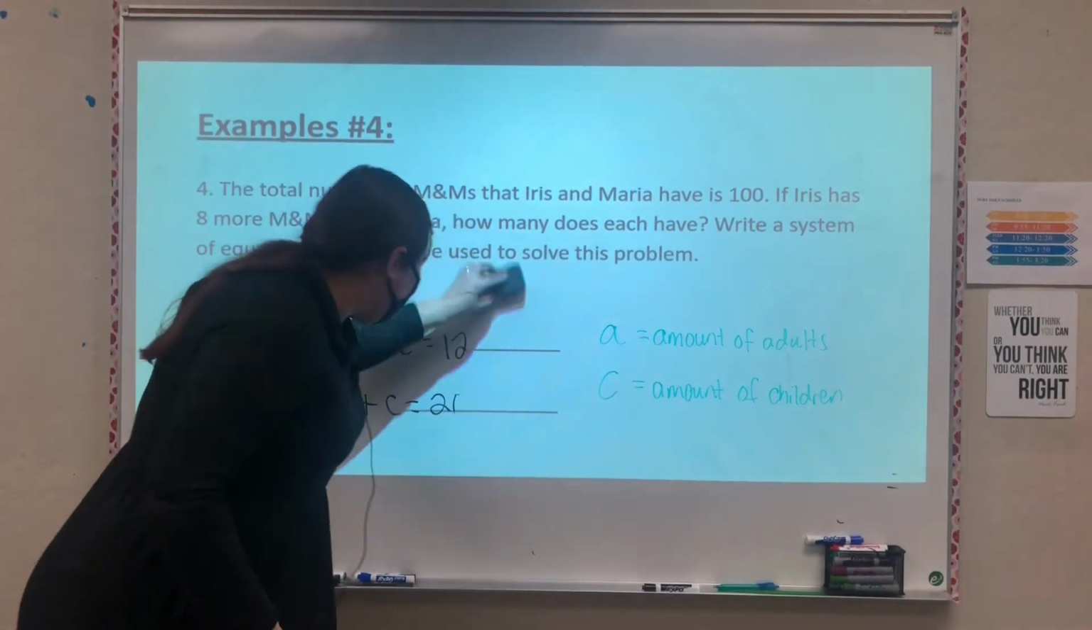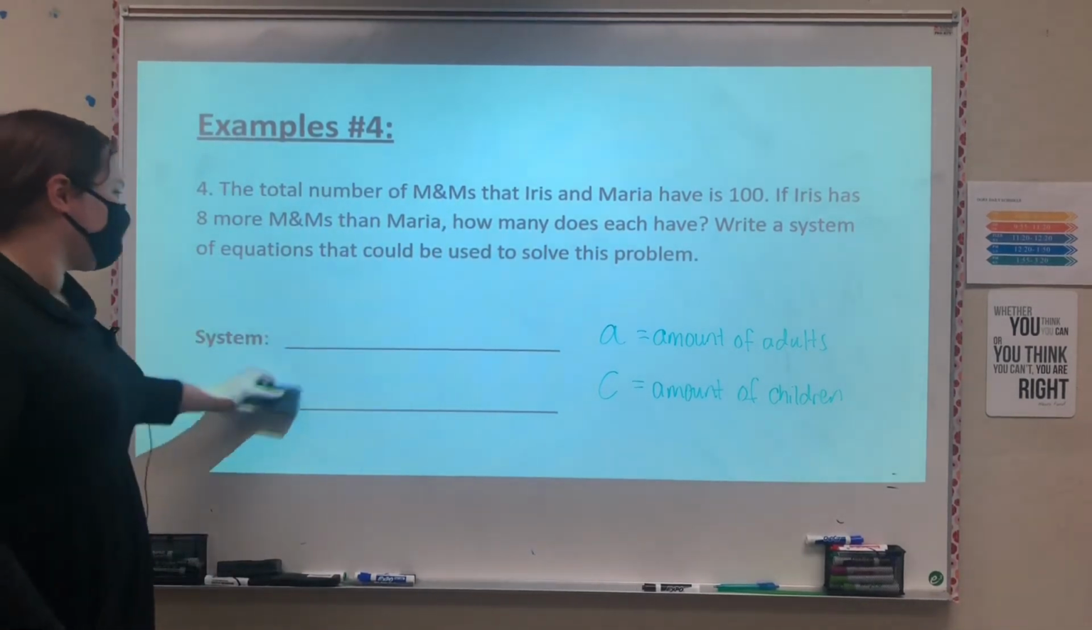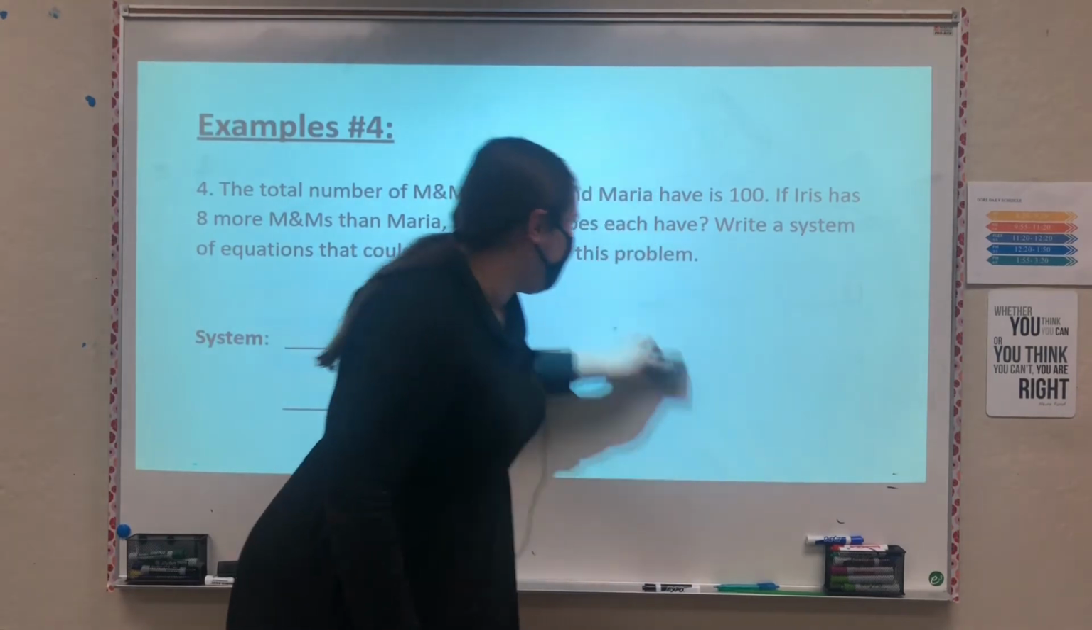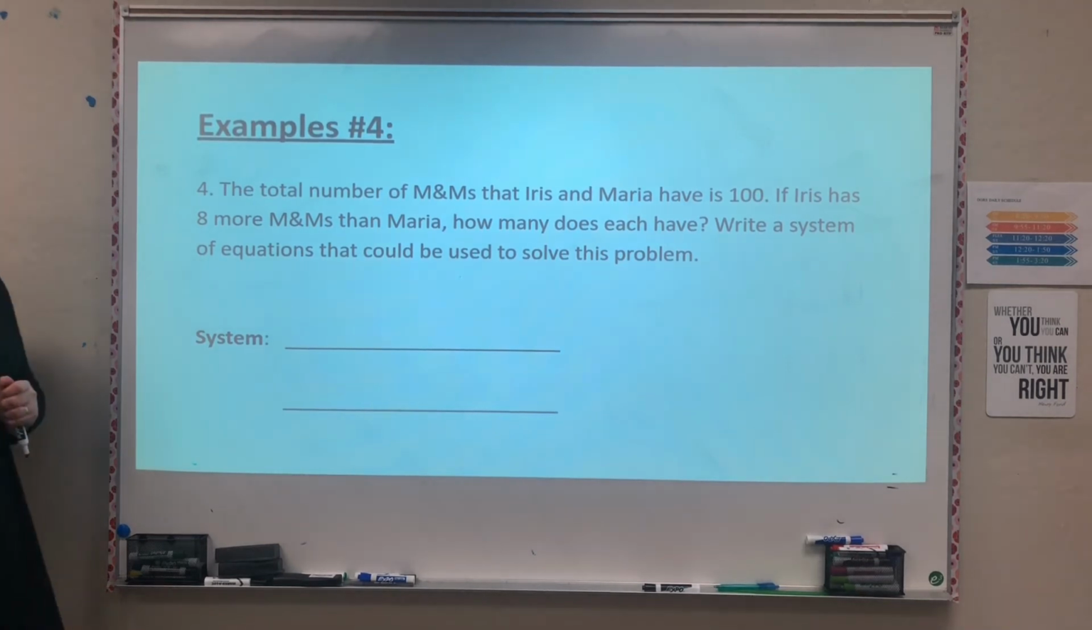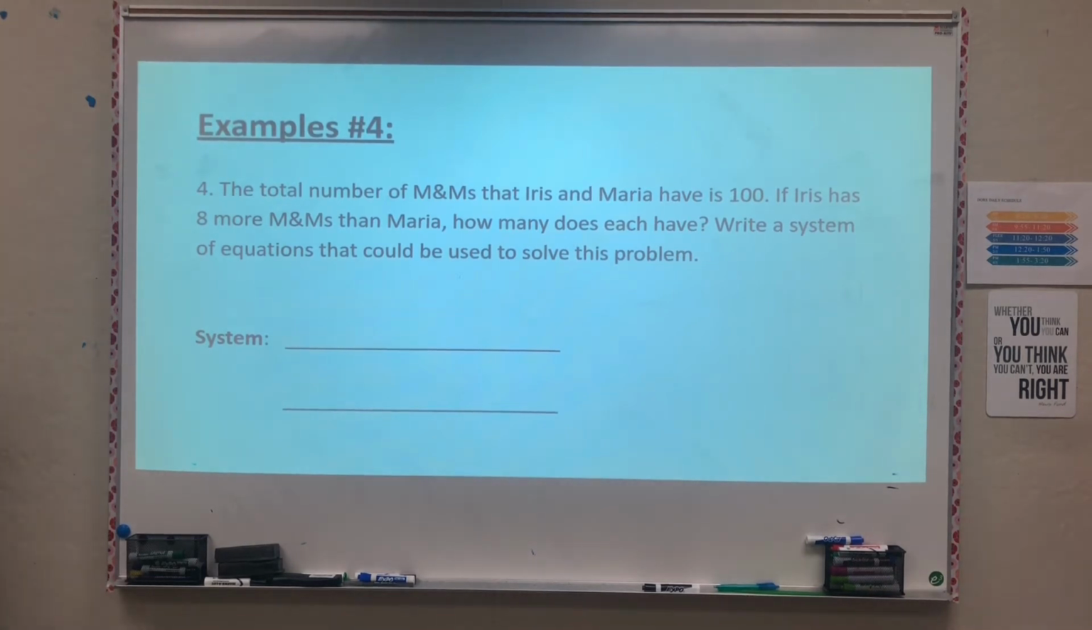This one is saying, okay, we've got the total number of M&Ms that Iris and Maria have is 100. If Iris has 8 more M&Ms than Maria, how many does each have? Write a system of equations that could be used to solve this problem. Tell me what you're thinking we want to do first.